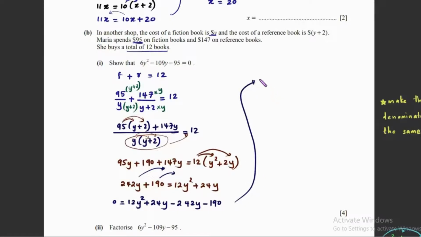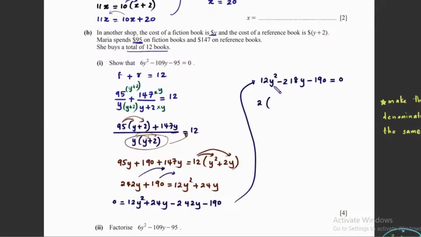So when I combine the like terms, I get 12y squared, 24y minus 242y will give us minus 218y, minus 190, which is equal to 0. Even after combining the like terms, or even before that, we can clearly see that it's not the same as the equation that is given here. But to make it the same, now we have 2 in common for all 3 terms. So I'm going to factorize that too.